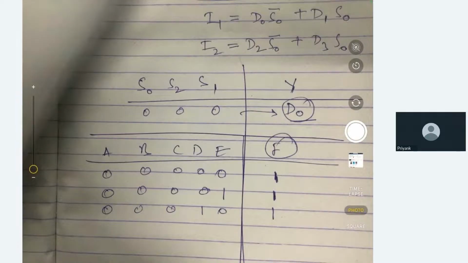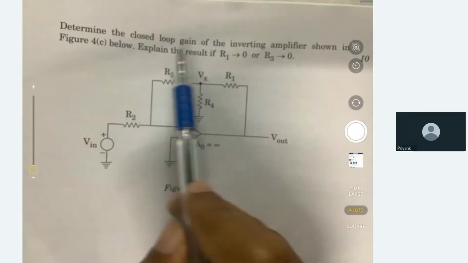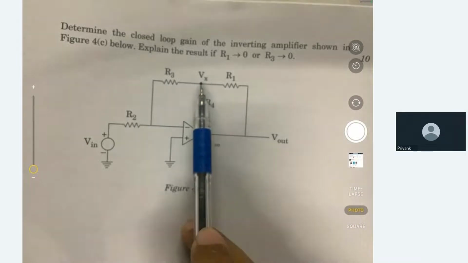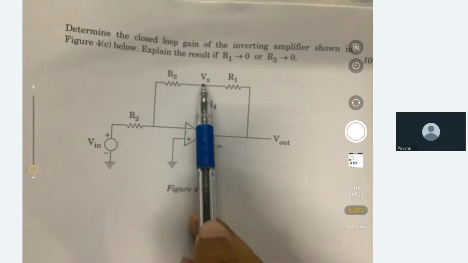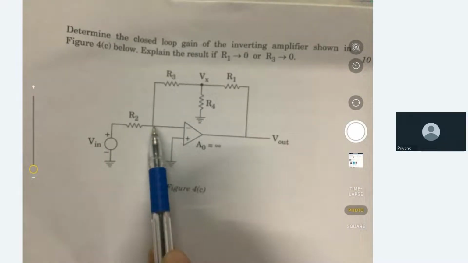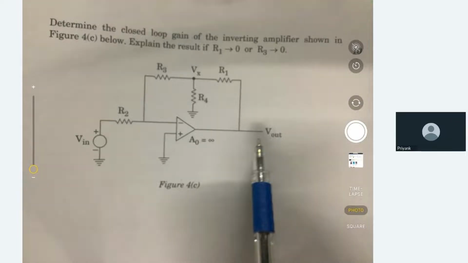Now coming to 4C. I'm leaving 4B for now. 4C asks us to determine the closed loop gain of the inverting amplifier. So we need to find V out divided by V in. We can simply use KCL at node Vx, and KCL at this node is also required. So we will write the 3 KCL equations, and using these we will find V out by V in.